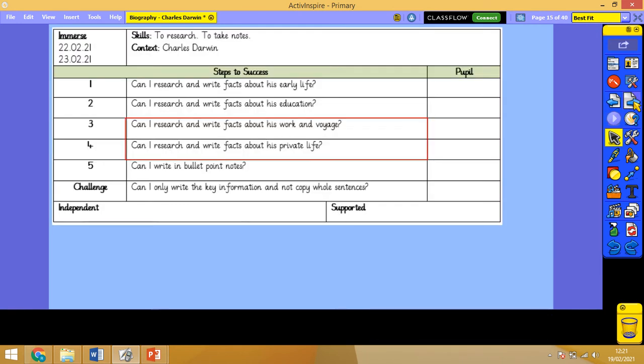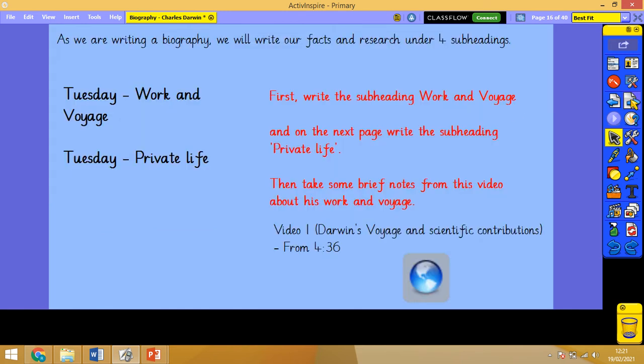Right, so on to today's lesson then. Today we're going to research about his work and voyage, and then about his private life. Okay, so probably on two new pages today. I think we'll need an entire page for work and voyage, so put that subheading at the top of the page, and then on the next page write private life.